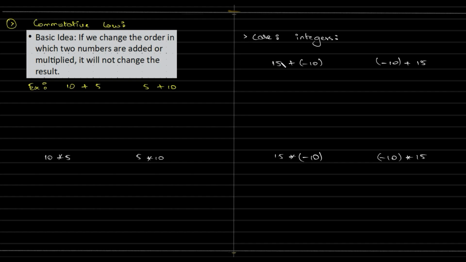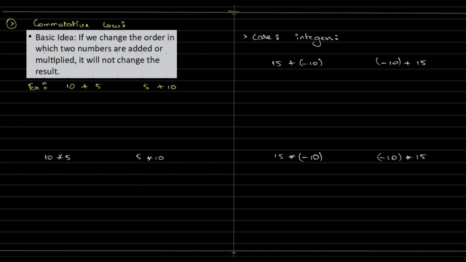Now the official introduction to commutative law. So the basic idea behind the law is that if we change the order in which two numbers are added or multiplied, it will not change the result. So this is the basic idea behind commutative law.